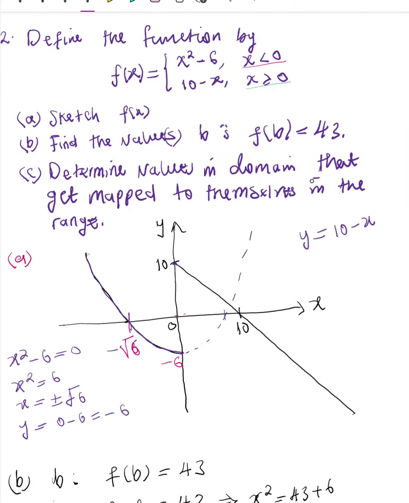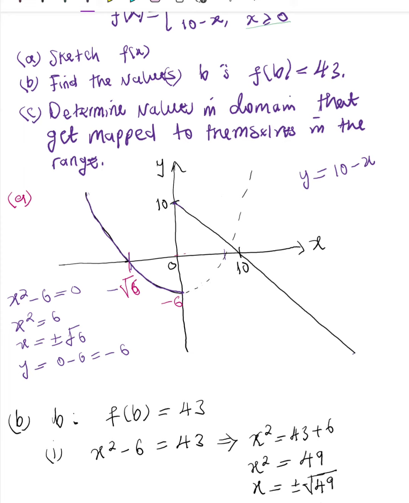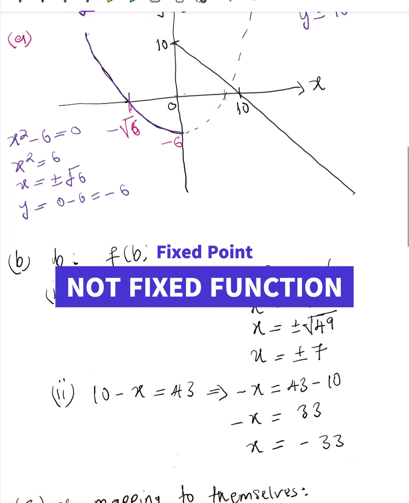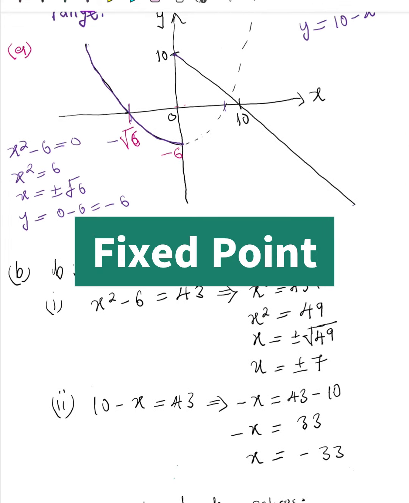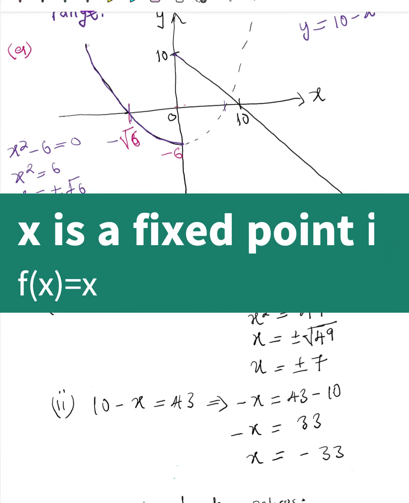Determine the values in the domain that get mapped to themselves in the range. So these in mathematical terms are called fixed points. Now this is how a fixed point works. For every input of the function, the output is the exact input, which is f of x is equal to x.